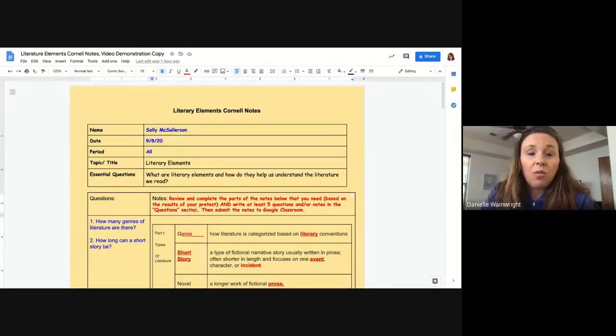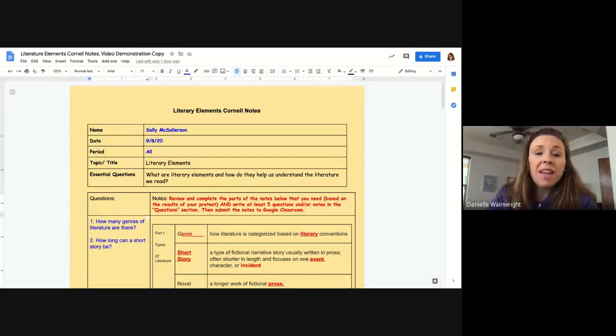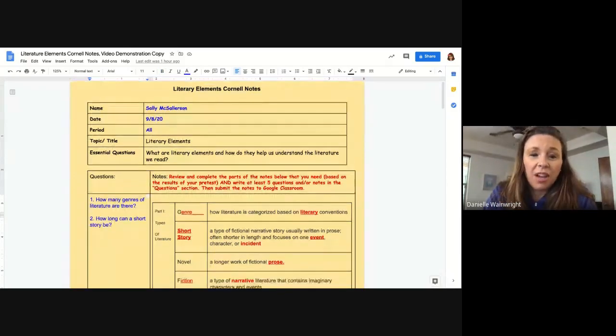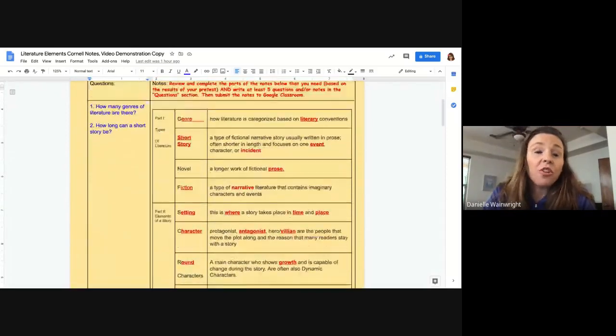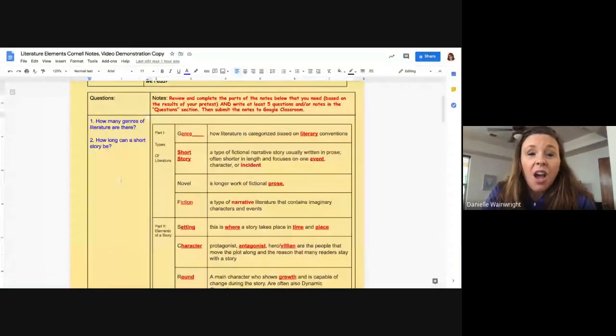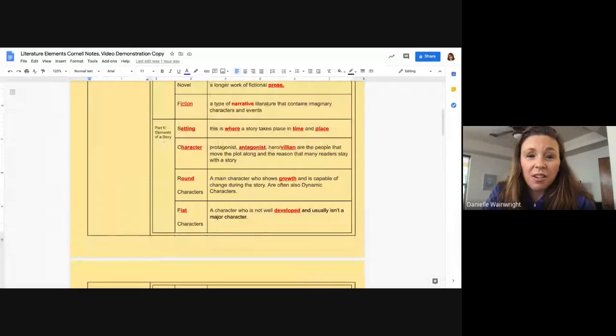So you are going to fill in the notes for the 1, 2, 3, or 4 sections that you did not pass on the pretest. And then you are going to ask questions or make statements for each of the other sections also. Okay, so today we're going to do part 2, literary elements of a story.